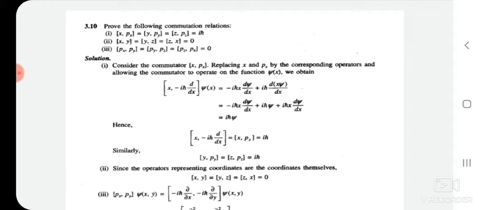Then we solve some numericals here. Some home assignment is there. After that, this chapter will end. From tomorrow onwards, we start with the third chapter, applications based on Schrodinger's wave equation. Okay, so let us start with the first example.